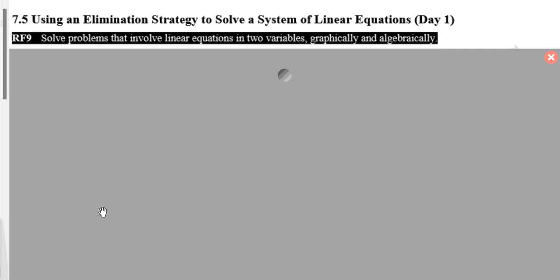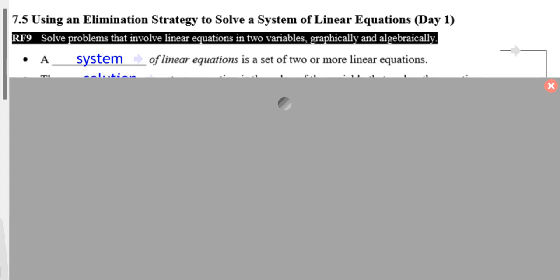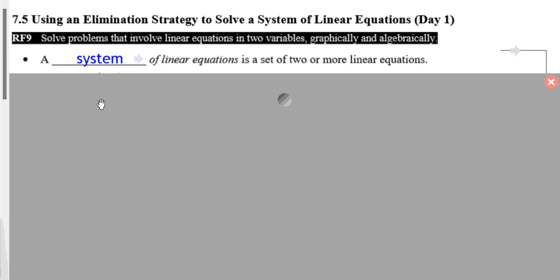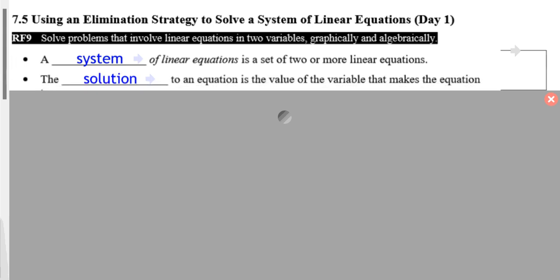Welcome to Math 10C. We are in Chapter 7, and specifically in Lesson 7.5, which looks at a new strategy for solving a system of linear equations algebraically. Hopefully you all remember at this point what a system of linear equations is. It's when we have a set of two or more linear equations. Remember, in linear equations, each variable has an exponent of 1.